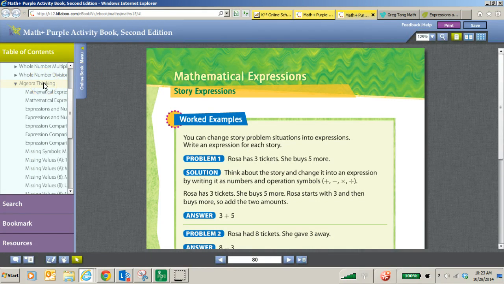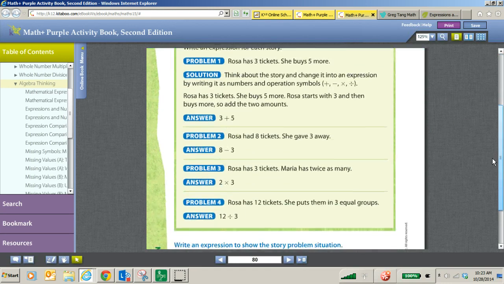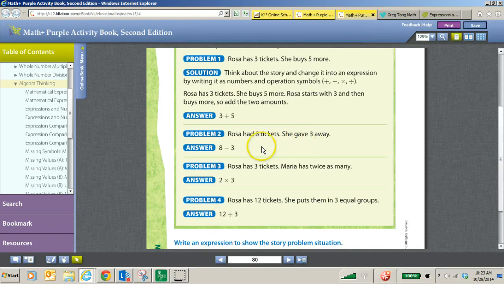and remember you can open up this side tab and go straight to the algebraic thinking. And the first thing that you're going to see is a little bit about expressions, and we want students to know that when they see a statement such as Rosa has 3 tickets, she buys 5 more, that we're representing an addition sentence. And when it says Rosa had 8 tickets, she gave 3 away, we're representing a subtraction sentence.